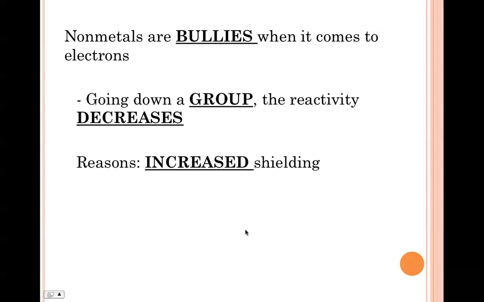As you go down a group, the reactivity of nonmetals is going to decrease, and this has to do with increased shielding. As you go down a group and the atom gets bigger, they're going to have a weaker ability to attract electrons in a bond. So nonmetals just can't gain electrons as well as you go down a group.